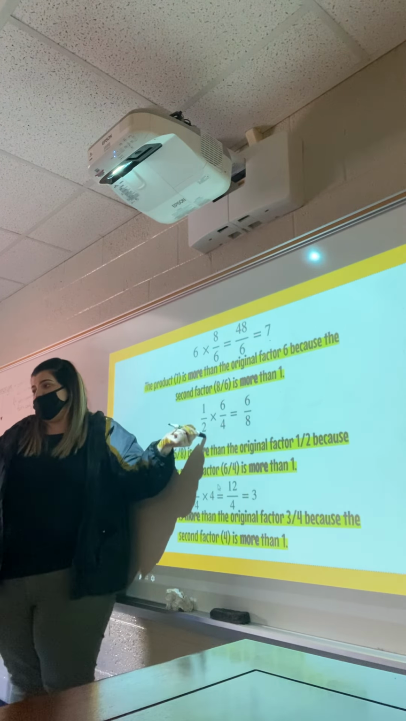Multiplication as scaling. So fill in the blanks to complete the sentences. These are our rules, and I really want you guys to nail these down. All right, if you multiply a number by a fraction less than 1, the product will be less than.